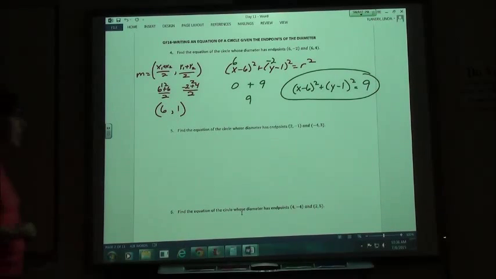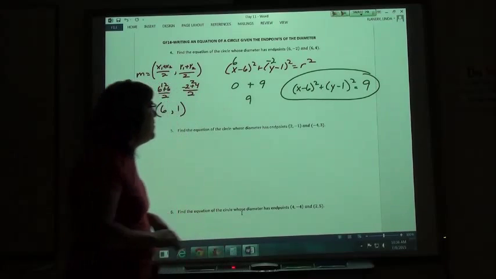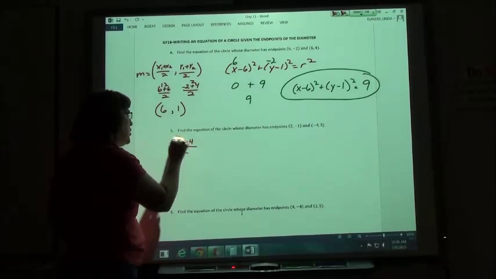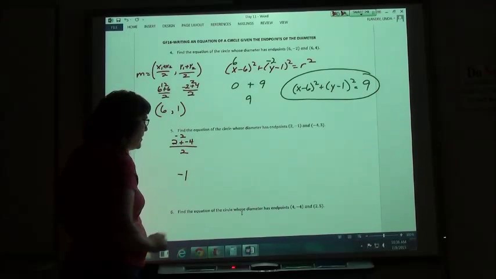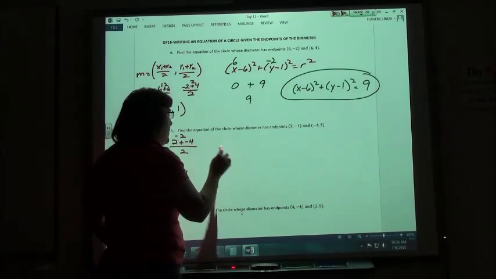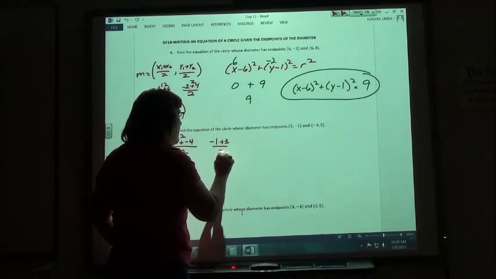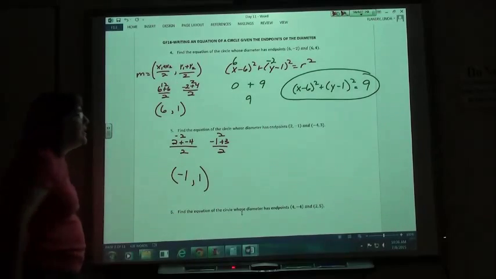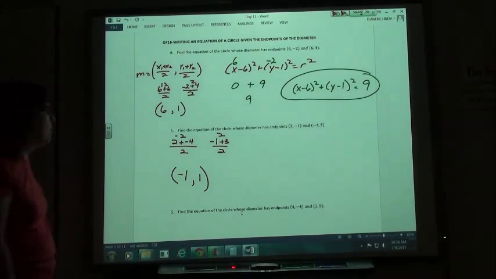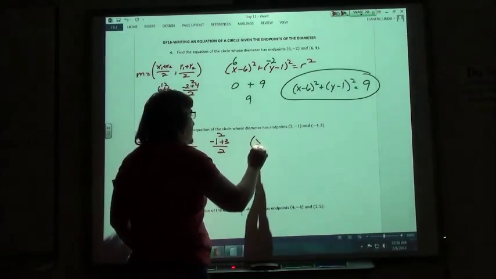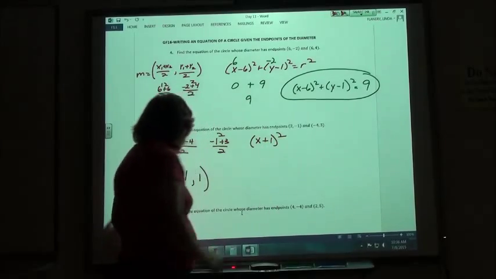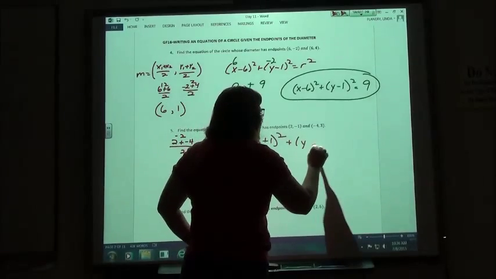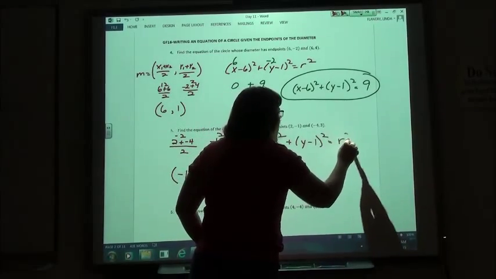So number 5, same kind of thing. I want to find my midpoint. So 2 plus negative 4 divided by 2 would be negative 2 over 2, which is negative 1. Then I'm going to have negative 1 plus 3 divided by 2, 2 over 2, which is positive 1. So my center is going to be at negative 1, positive 1. So I'm going to have x plus 1 squared, since minus a negative makes it a positive, plus y minus 1 squared equals my radius squared.